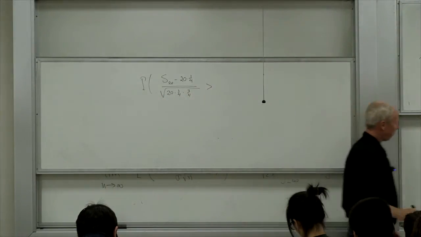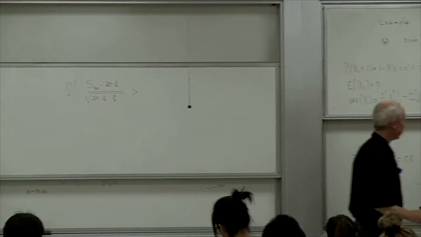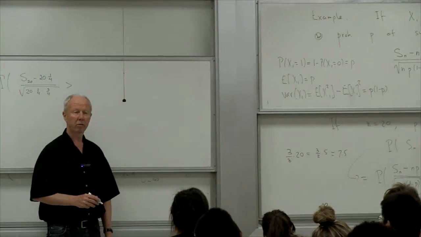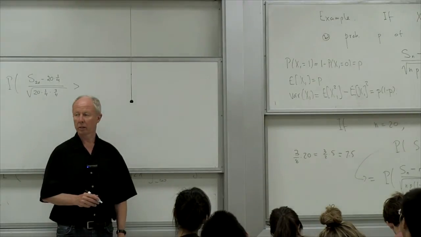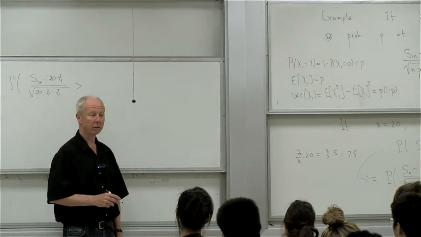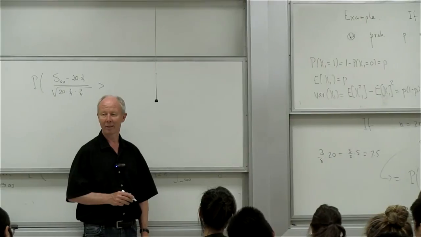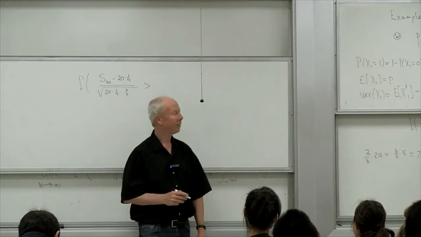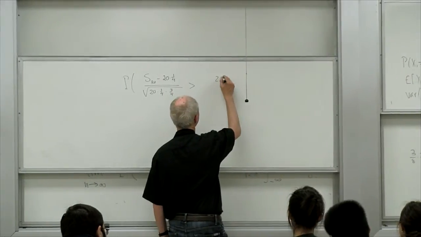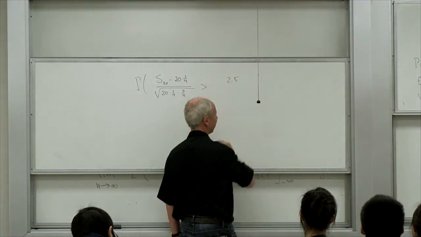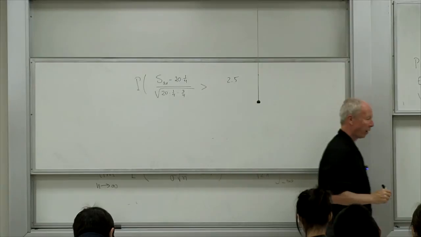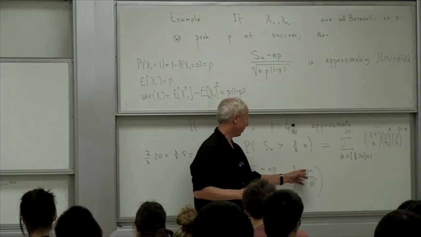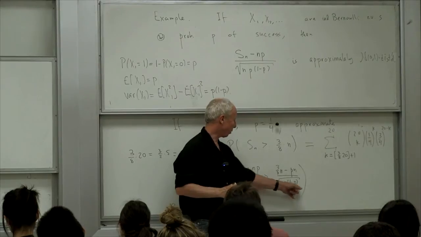Okay, so I'll factor out the 20. What's 3/8 minus 1/4? 1/8 of 20 is... 1/4 of 20 is 5, so 2.5, right? Okay, so the numerator is 2.5. N is 20. 3/8 minus 1/4 is 1/8. 1/8 times 20 is 2.5. And down here, what do we get?